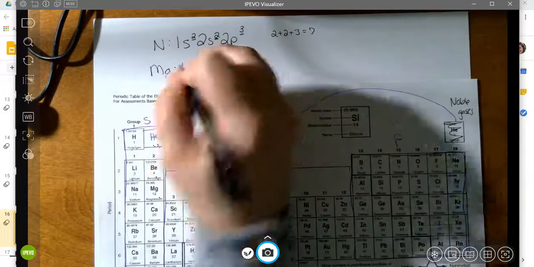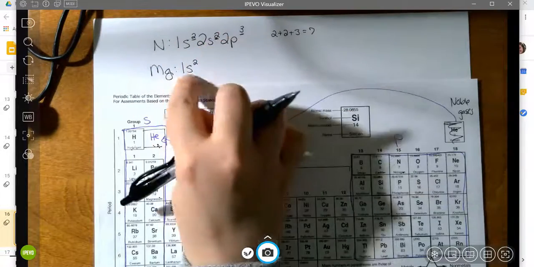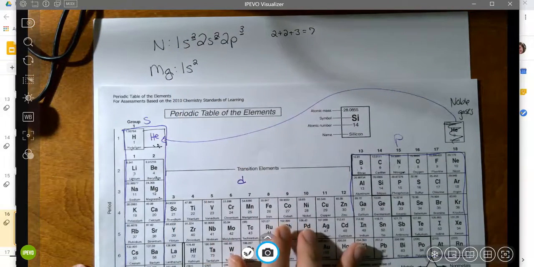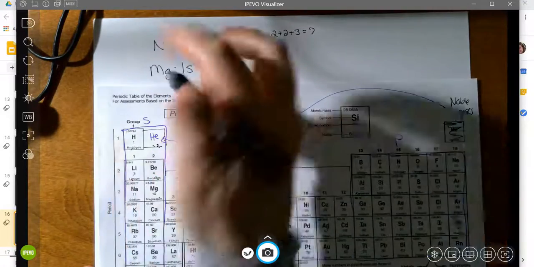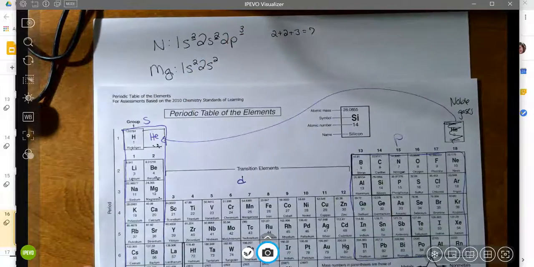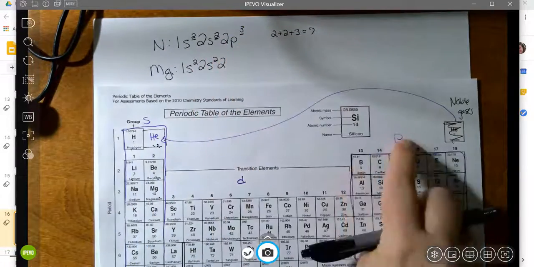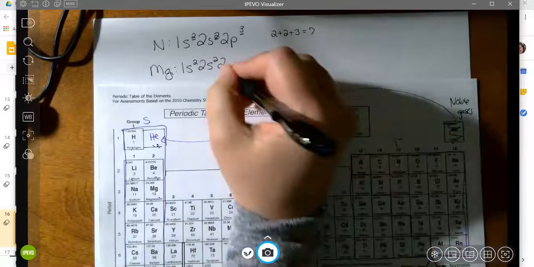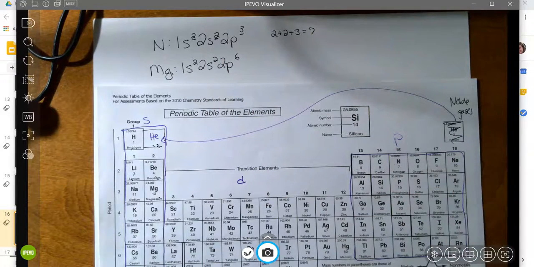So I start in period 1, and I'm in the S block. And I go 2 squares in 1s. So it's 1s2. So my first 2 electrons are in 1s. You're going to notice we're pretty much always going to start this way. Okay? Now, I'm in period 2. I'm still in the S block. And how many squares do I go? 1, 2. I still haven't gotten to magnesium, so I have to keep going. So now I come over here. I'm still in period 2, but now I'm in the P block. So how many squares do I go? 1, 2, 3, 4, 5, 6. So in 2p, I'm adding 6 electrons. Still haven't gotten to magnesium, have to keep going.